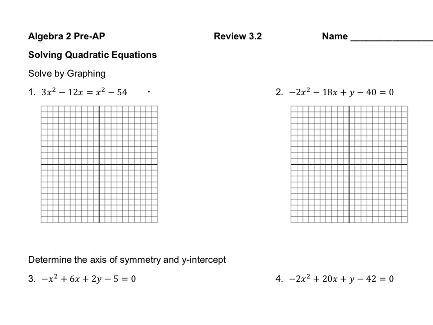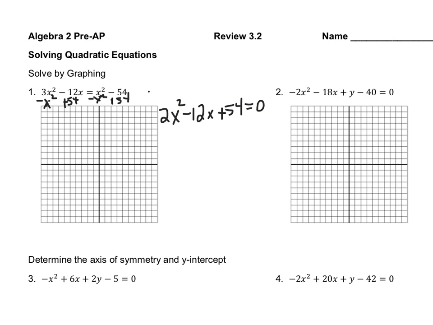So what I'm going to do to set this equal to 0 is subtract a negative x squared, and I'm going to add a 54. When I do that, that gives me a 0 on this side of the equation, and on this side I'm going to have a minus x squared here and a plus 54. So when I rewrite this equation, it's going to be 2x squared minus 12x plus 54 equals 0.